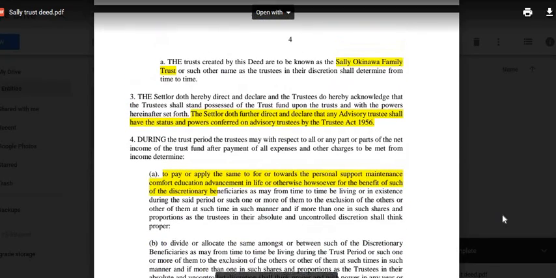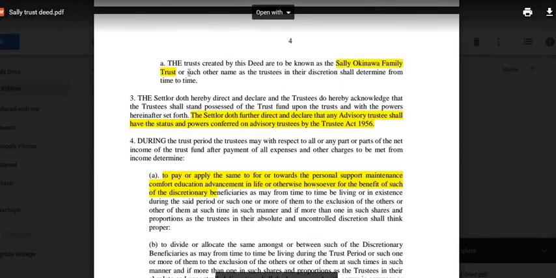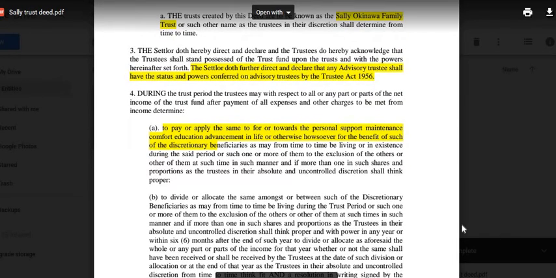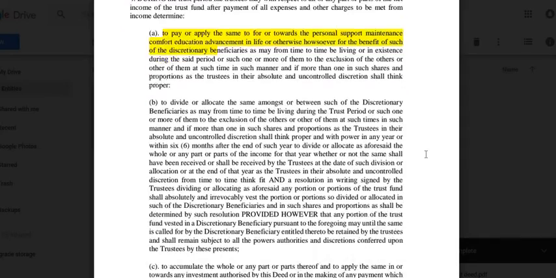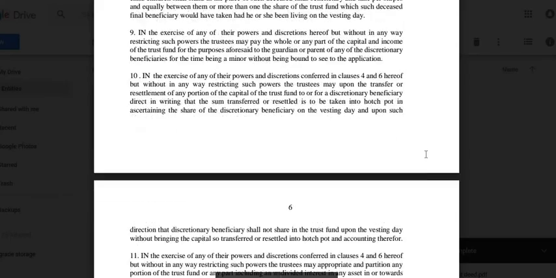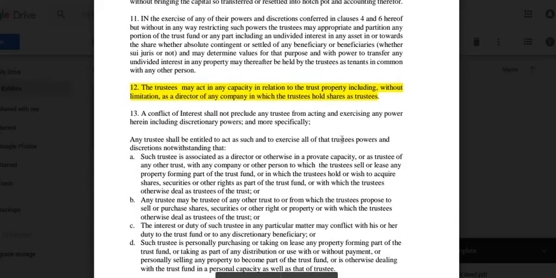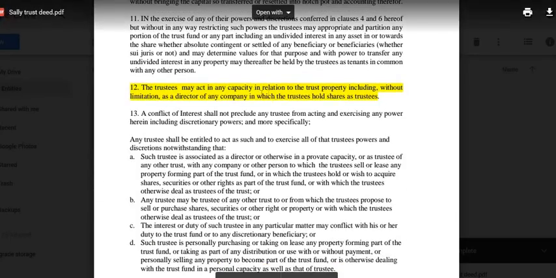Okay, so moving through this, we're going to call it the Sally Okinoa Family Trust, which we need in case we want to open up bank accounts. We need to call it something. And then we set out a bunch of powers. So anything for the maintenance, personal support, comfort, education, advancement. So it's very, very wide powers given to the trustees. Moving through here, you'll see that they can acquire, act in capacity in companies. We're going to give them that power.